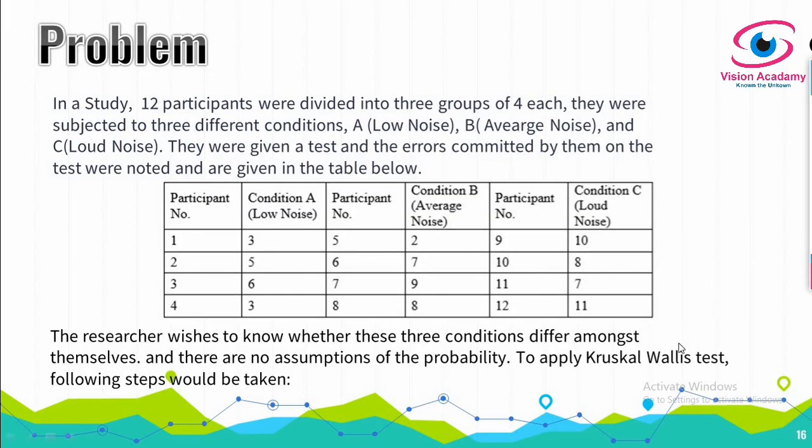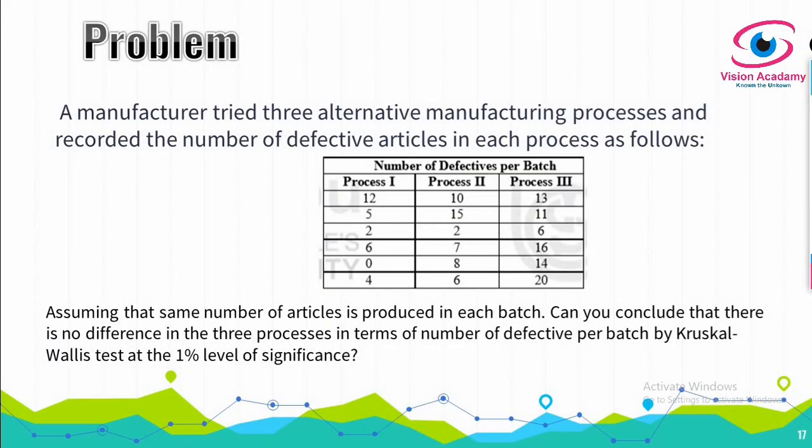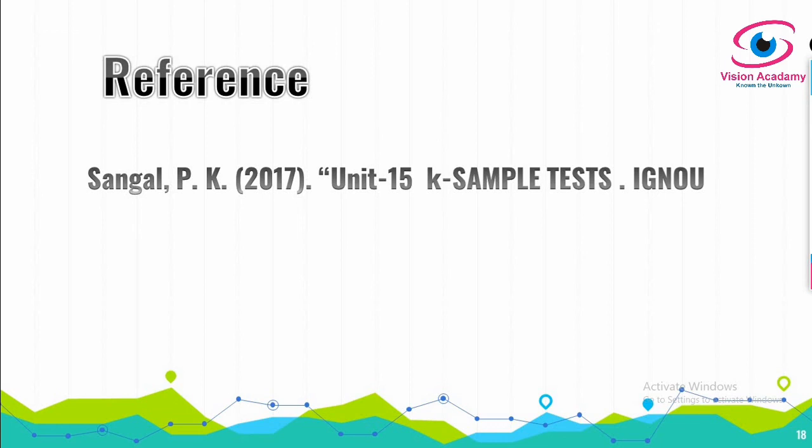For practice, I have given a problem. You can take a screenshot of the practice problem. In this problem also there is a tie. In condition A, 3 is there, and in condition A only one more 3 is here, and in condition B 8 is here, and in condition C 8 is here. So this is a repeated tied case; you may solve this also. One more problem is also there. In this problem also there is a tie. You can take a screenshot of this also. This is my reference material for this video.